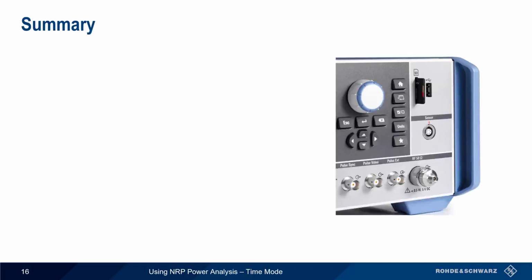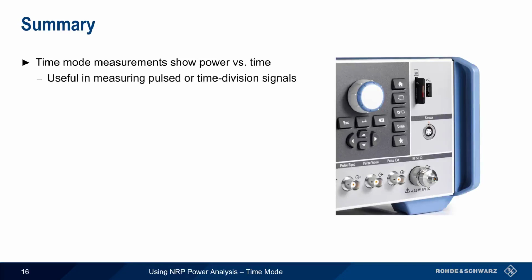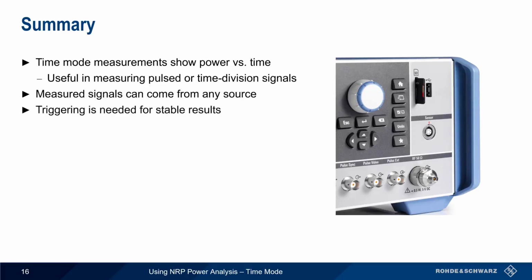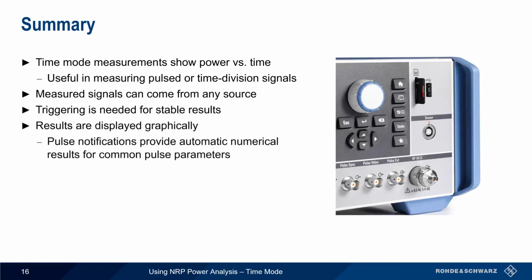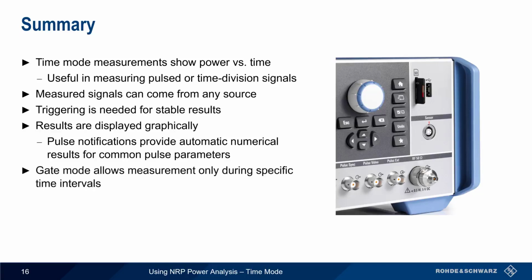Let's end with a brief summary. Time mode measurements show power as a function of time, and they're primarily used when measuring pulsed or time division multiplex signals. Unlike frequency and power mode measurements, the signals measured in time mode can come from any source, not just from the SMA. In order to make measurements, we need to define a trigger type in order to get stable results. Measurements in time mode are displayed graphically on the SMA itself, and pulse notifications can be used to get automatic numerical results for a large number of common pulse parameters. And lastly, we can enable gate mode so that we only make measurements during defined time intervals.